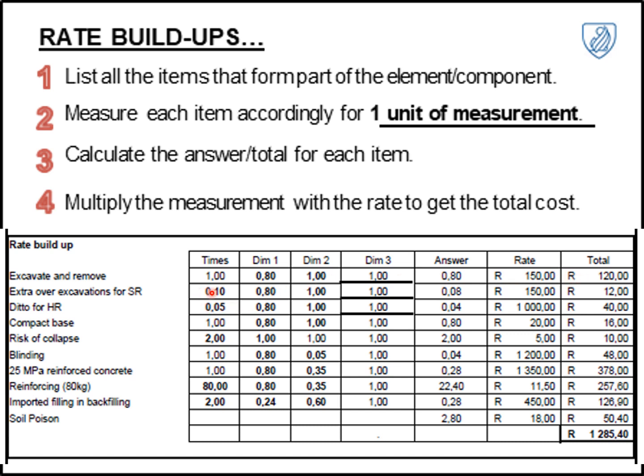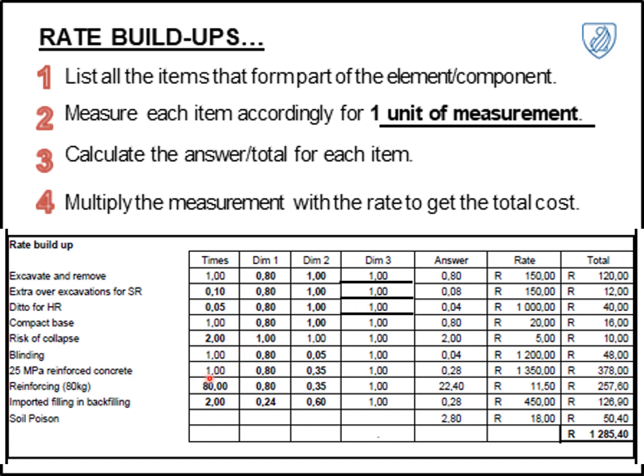The same with your extra over for soft rock is a 10% allowance and 5% for hard rock. Your compaction of your base is a per square meter rate. So we've got the width, and then we've got 1 and 1, and that's used for that. It's a very similar calculation. Let's just get to our cubes.